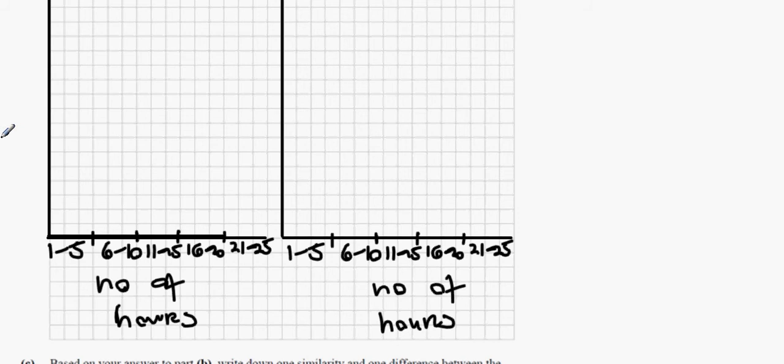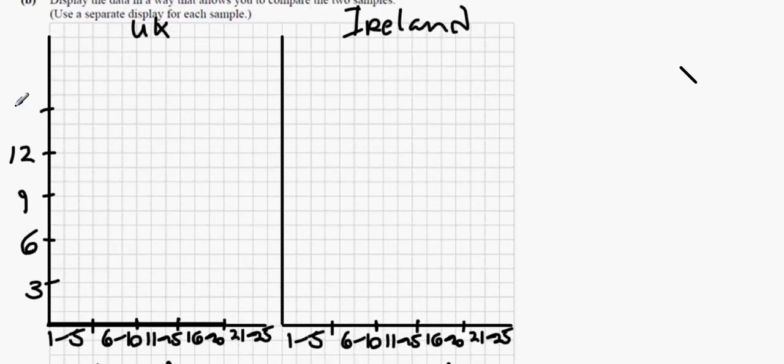We might go up in threes on this axis because this can be number of people: 3, 6, 9, 12, 15, 18. We can use the same scale on both axes, so 3, 6, 9, 12, 15, and 18 there.